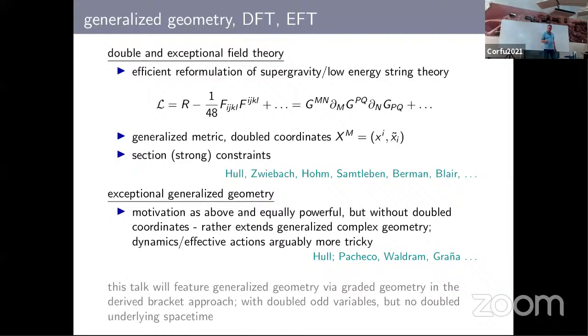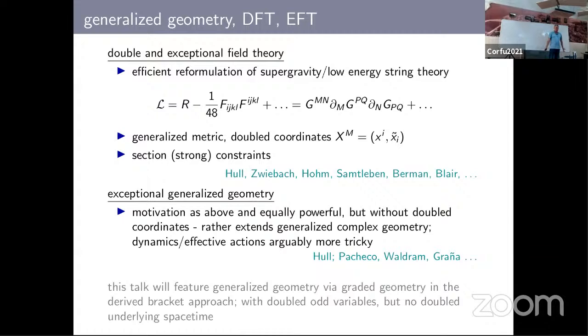Closely related, but not identical, are double field theory and exceptional field theory that we heard about in this conference. They also feature a generalized metric, but they double the underlying space, including also the winding modes. And then eventually you have to take section constraints to go back to the right number of dimensions. What I really like about this approach are these really super elegant ways of writing down an action. What you see here is the first term in the generalized Ricci scalar. But then in the end, like I said, you need to impose these constraints.